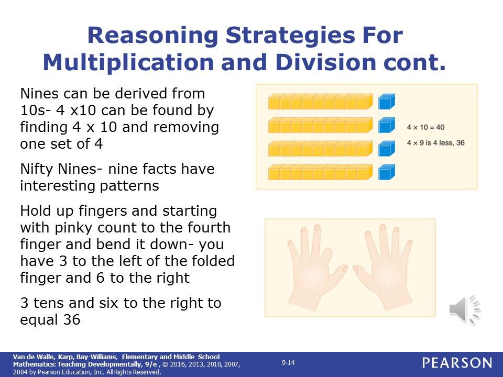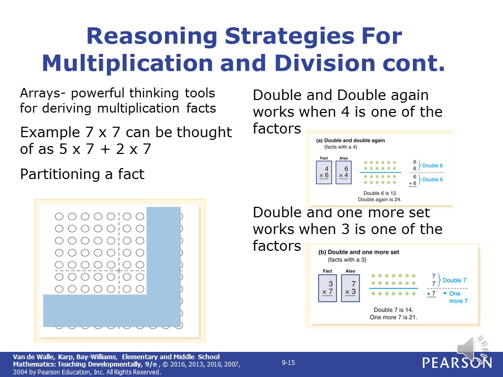The 9's also have a nifty trick with fingers that can be used. If you were doing 4 times 9 and students hold out their hands, if they put down their 4th finger, they'll actually see 3 and then 6 fingers left, representing put together 36. And that will work for any of the numbers up to 9 times 10. What about the other facts?